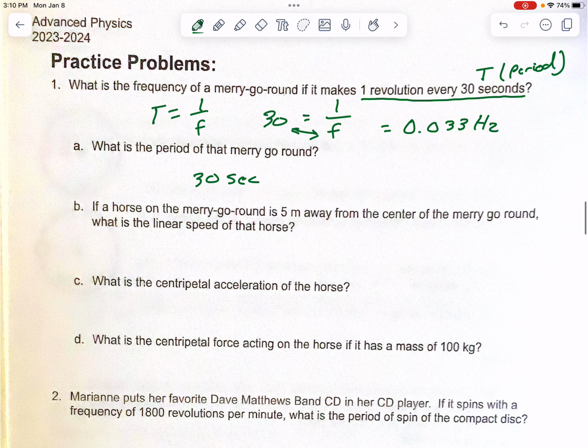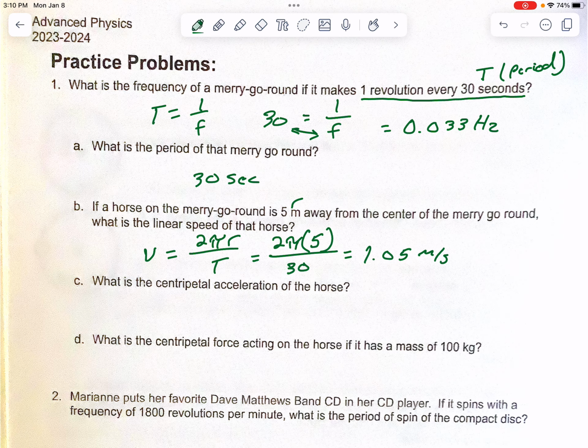B, if a horse on the merry-go-round is 5 meters away from the center of the merry-go-round, so that means there's your radius, what is the linear speed? Remember speed is velocity, so velocity equals 2 pi r over T. So 2 pi times your radius, which is 5, over T, which we know is 30. So 2 pi times 5, then divide that by 30, and you should get 1.05 meters per second.